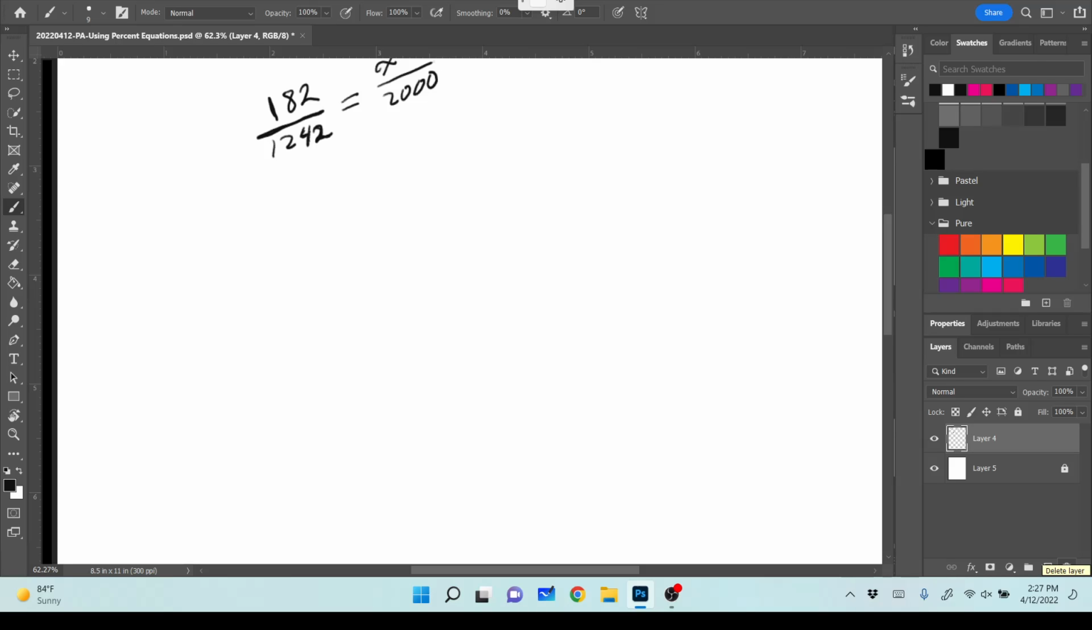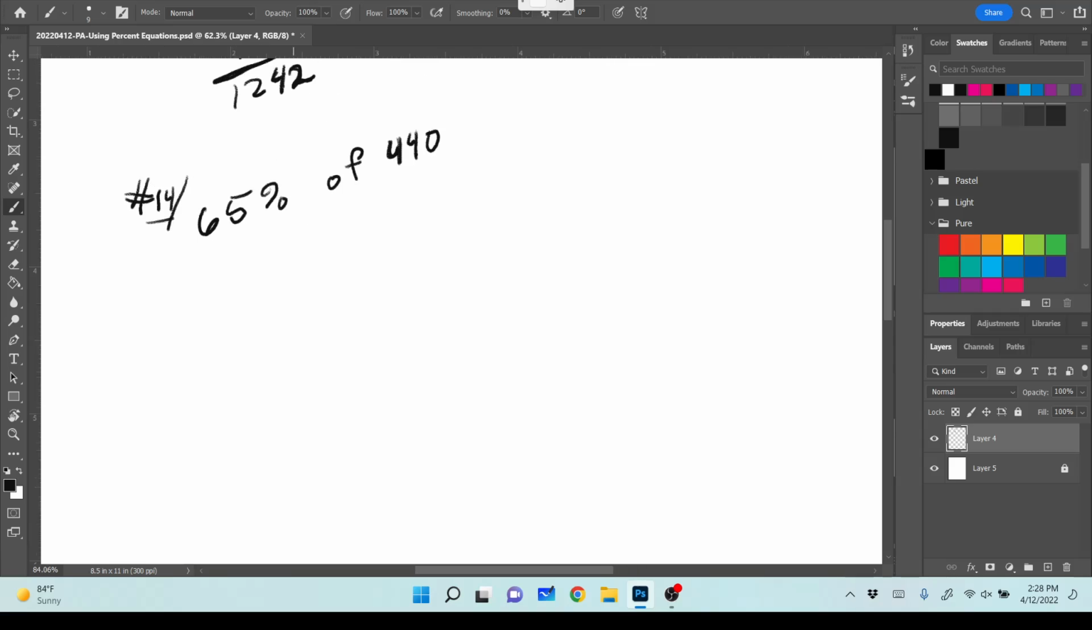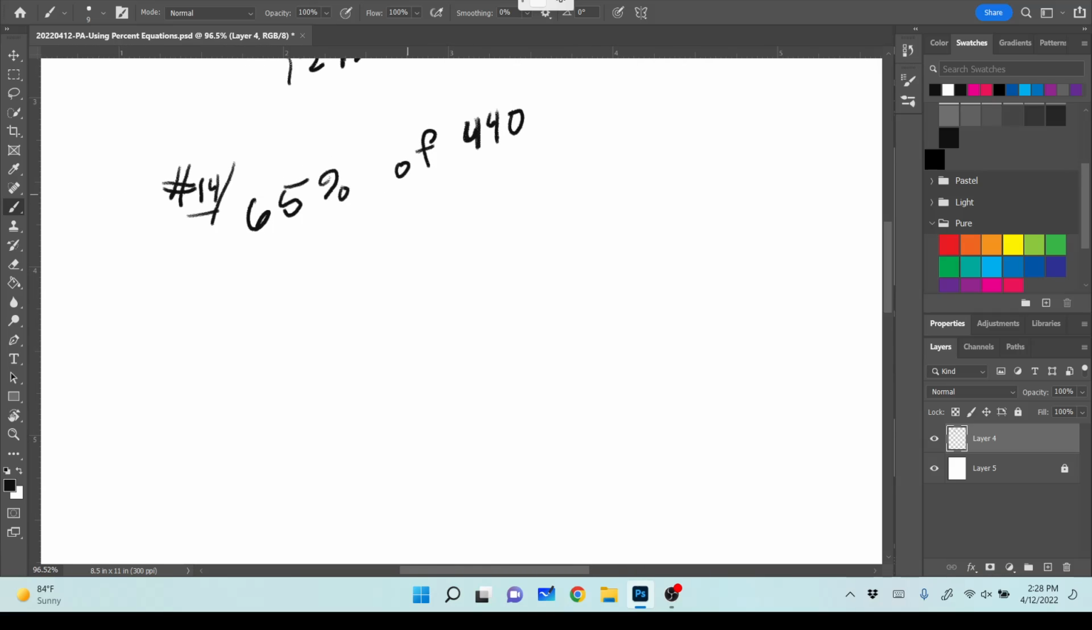Number 14 says we want to find 65% of 440. This is number 14 for those of you playing along at home. Okay, so why should we do that? I should end up with 65% over 100 times 440 over 1.